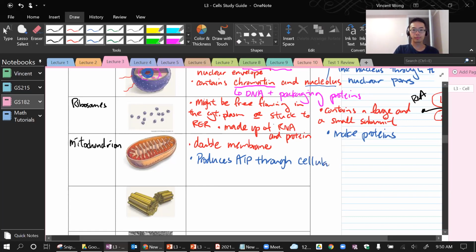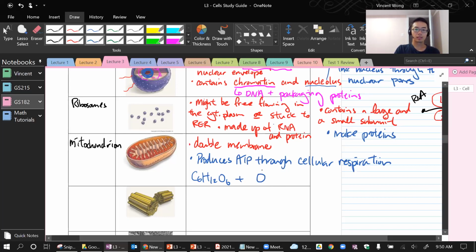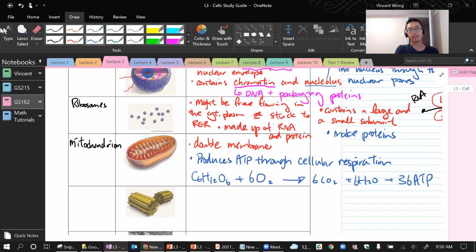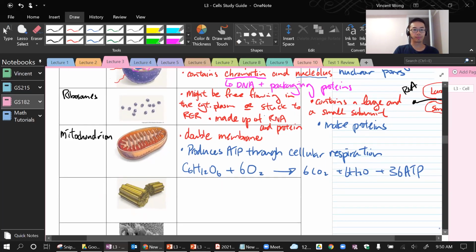Cellular respiration. Okay, so that's like glucose plus oxygen produces carbon dioxide plus water and up to 36 ATP. Okay, so that is the equation. And we will learn about this in a lot more detail later on.